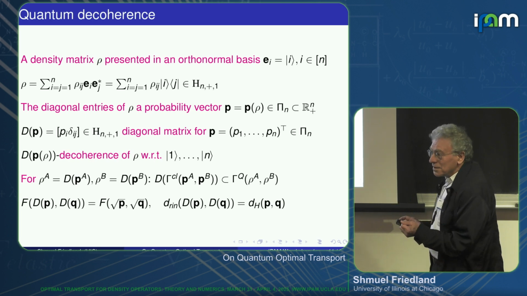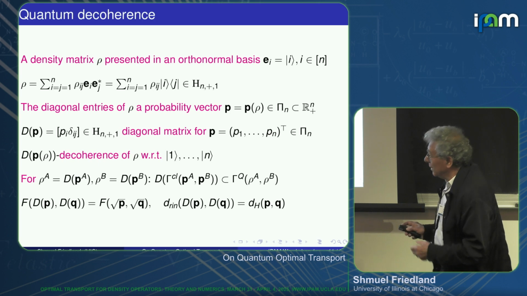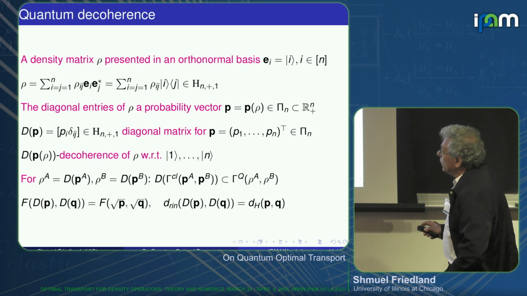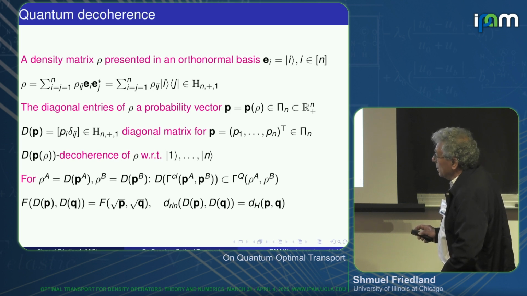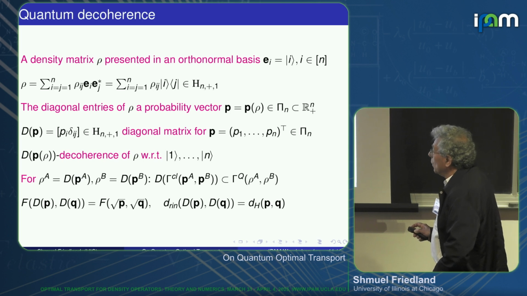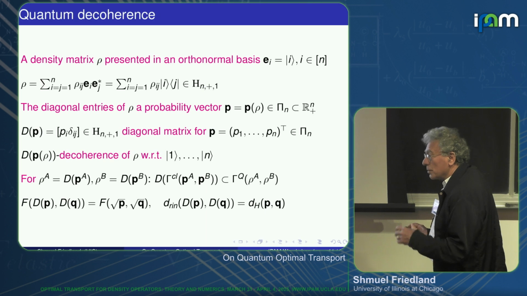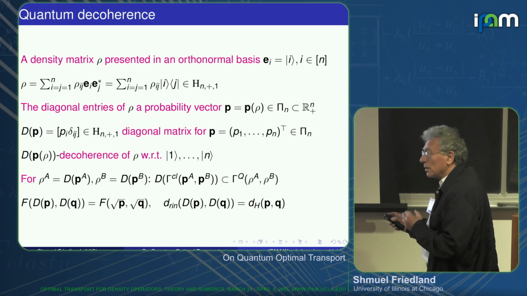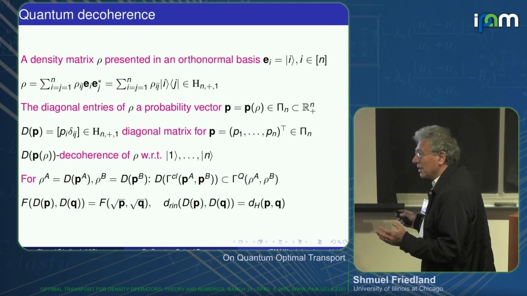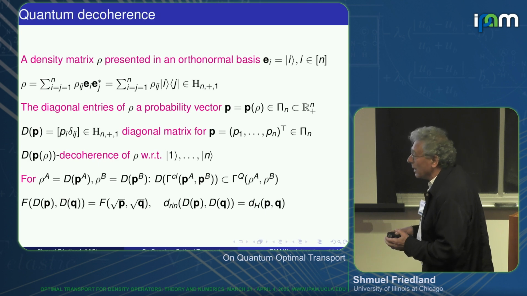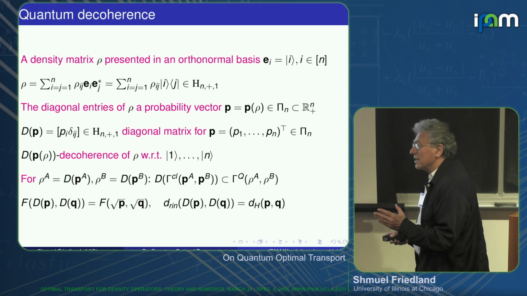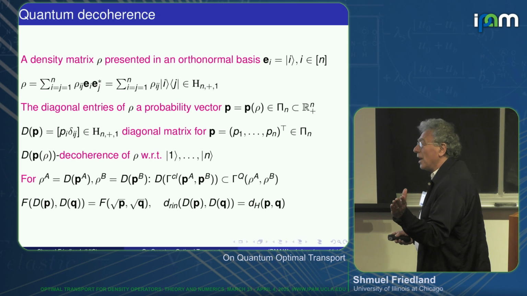But now if you change the basis, you're going to have a different one. Okay? So if P is a probability vector, you associate with it dP, the diagonal matrix with these entries. And now, what is decoherence? Because when you have a physical system, there are fluctuations and it interacts. And so decoherence simply says that the off-diagonal elements start to die.